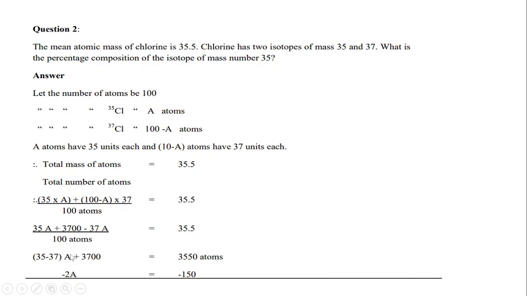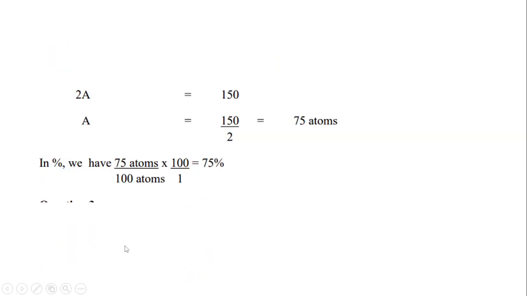You solve it mathematically, and we get 75 atoms. So what does that indicate? In percentage, we have 75 atoms over 100, so just convert it to a percentage, which is 75%. So that's it. It's very simple. You need to understand how it is done, so you need to solve more questions on your own.